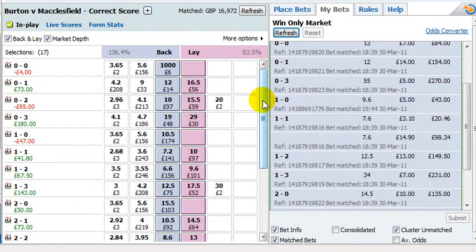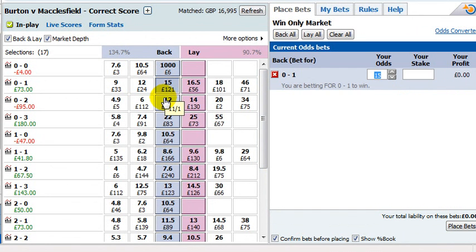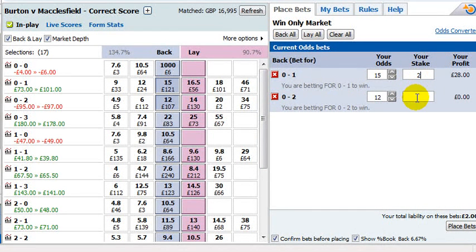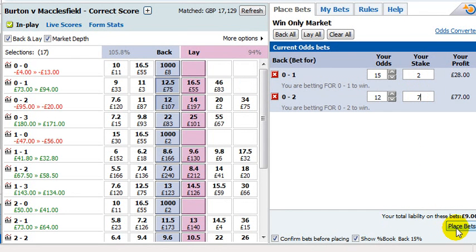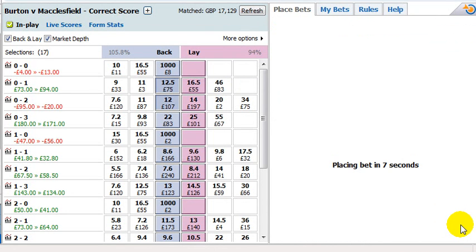Why these particular scorelines? Well, we looked at the stats and saw that Macclesfield looked like they could get something out of the game. Burton had 4 defenders out for this particular fixture, so the correct score selections were slanted towards the away side, Macclesfield, who were trading at the off as the underdog at 3.2 in the match odds market.